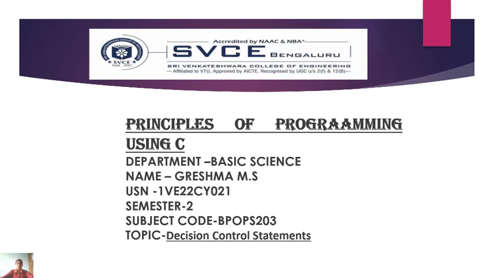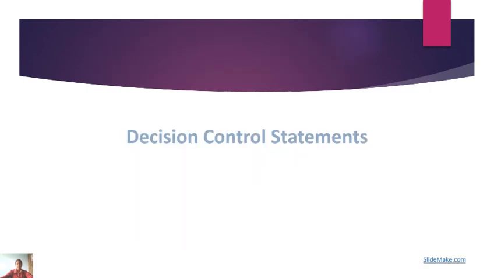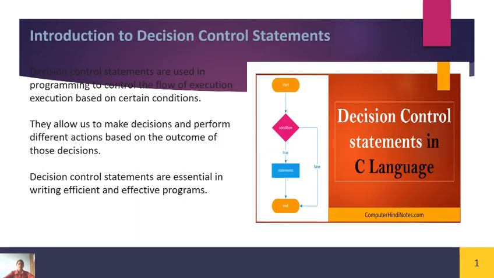Today my topic is about decision control statements in the principal programs of using C. So let's see the introduction of decision control statements. Decision control statements are used in programming to control the flow of execution based on certain conditions. They allow us to make decisions and perform different actions based on the outcomes of those decisions. Decision control statements are essential in writing efficient and effective programs.